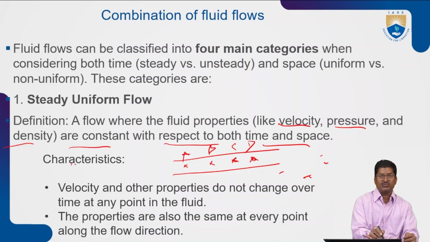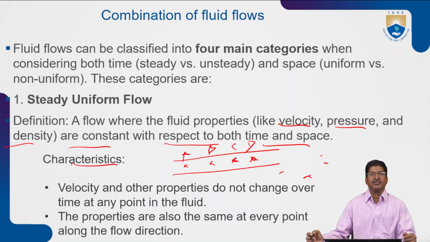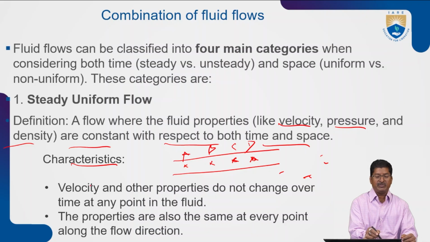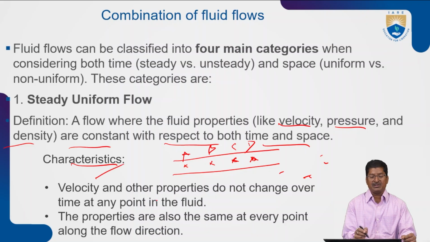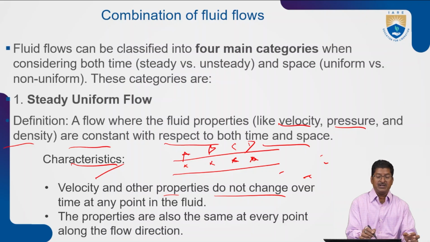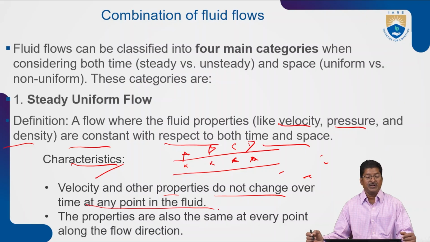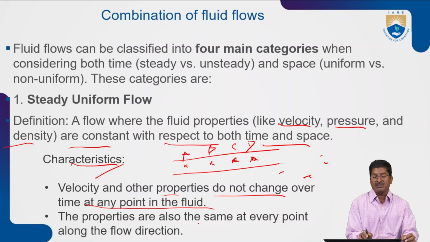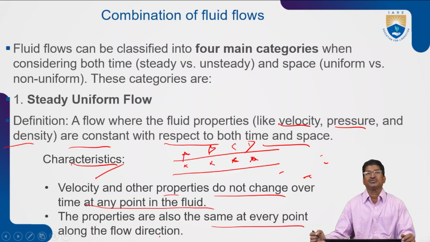So now see the characteristics. What are the characteristics here? Velocity and other properties do not change over time. So maybe velocity or pressure, density, those properties do not change over time. That means at any time these properties are the same at any point in the fluid. And the next characteristic is that the properties are also the same at every point along the flow direction. So not only at different timings, but also at different points in a flow, both the velocity and other properties are the same. These are the characteristics of steady uniform flow.